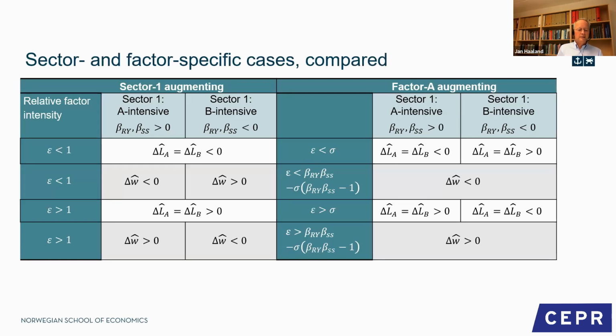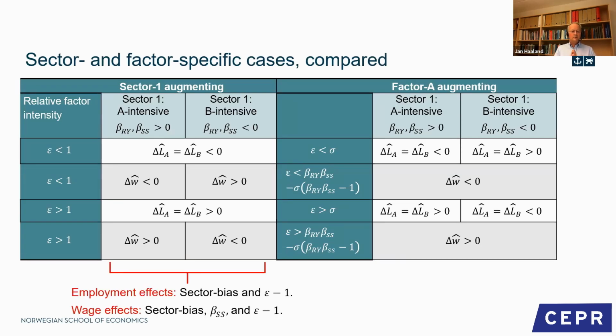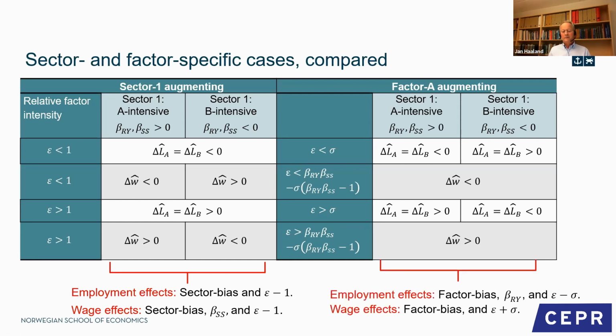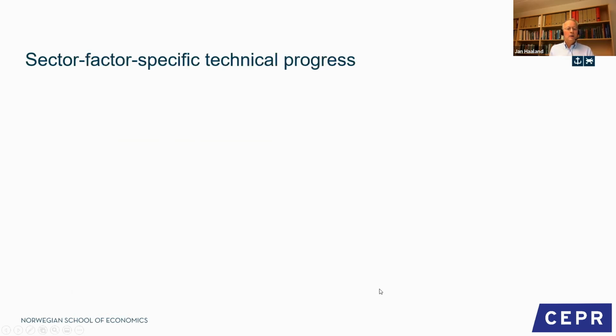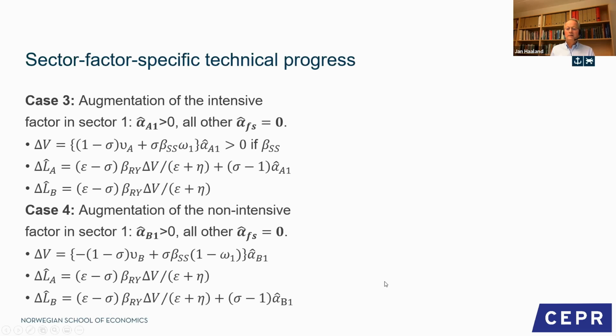Summarizing this, this is the same cases. If we look at the sector augmenting case, then the employment effect only depends on the sector bias and the elasticity of demand. The wage effect depends on these two things, plus which sector is more labor intensive or A intensive. Whereas if we look at a factor augmenting case, then the wage effect is always given only by the sector factor bias and elasticities, whereas the employment effect depends on which sector is more A intensive. I will skip some other cases here, although they are, of course, very interesting.